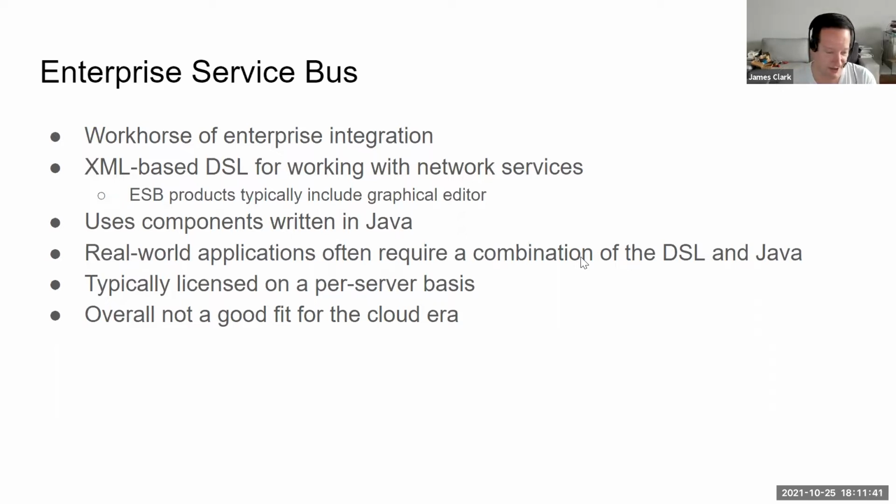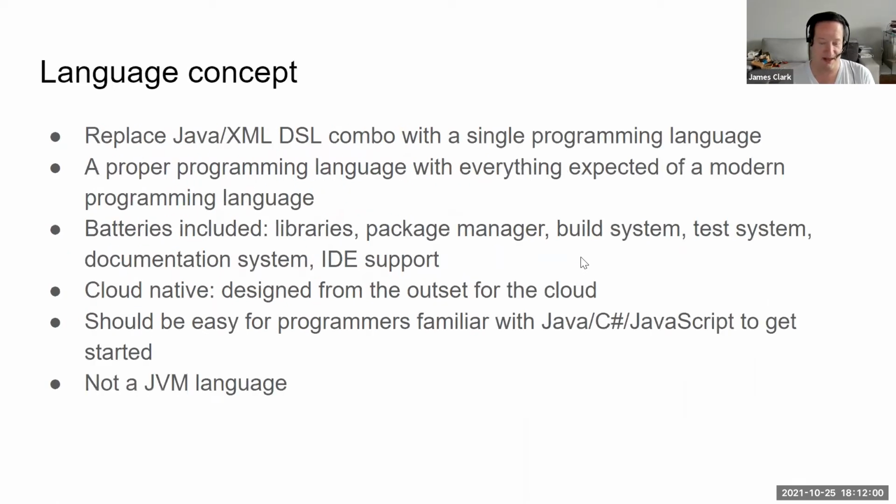And the way this works commercially is you sell people a per server license, tens of thousands of dollars per server or whatever. And this whole model, where you have a server, you configure it, you write a bunch of XML and a bunch of Java, is just not a great fit for the way the world's going. And so the concept behind Ballerina is, maybe we can do this whole thing better by just having a programming language that does it all.